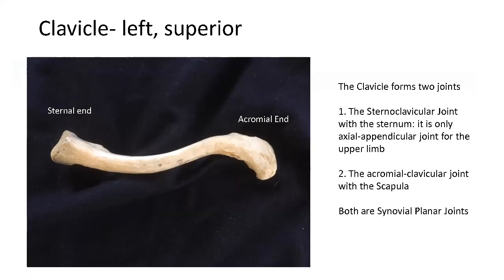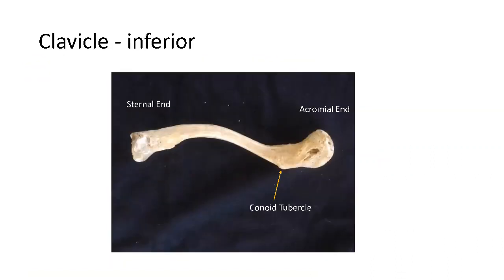This photograph is of a superior view of a left clavicle. We have two joints that are formed by the clavicle, the sternoclavicular with the sternal end, which is rounded. It is the only axial to appendicular joint for the upper limb to the axial skeleton. And at the other end, the acromial end, we have the AC joint, also known as the acromioclavicular joint with the scapula. Both of these are synovial planar joints. It is called the acromial end because it meets the acromion of the scapula, which we'll see in a moment.